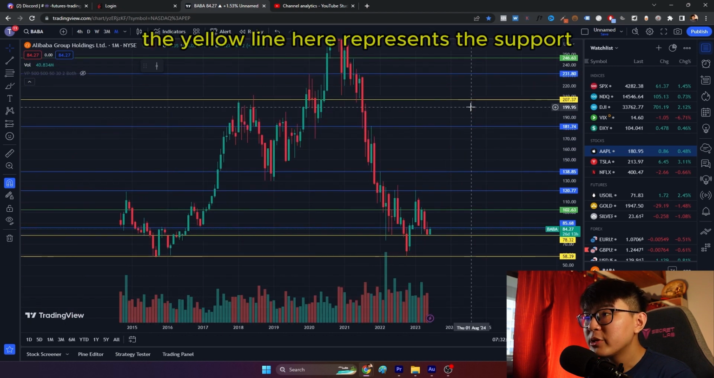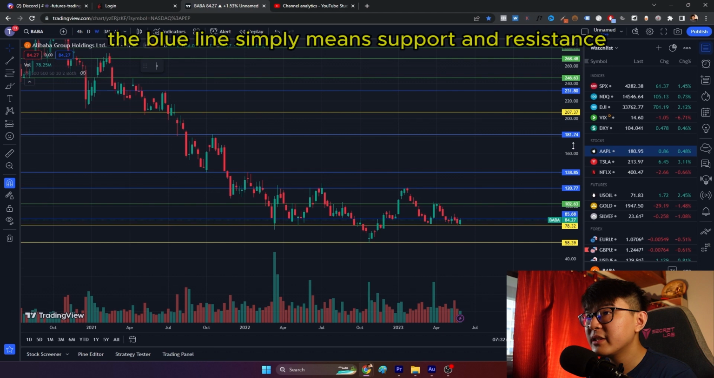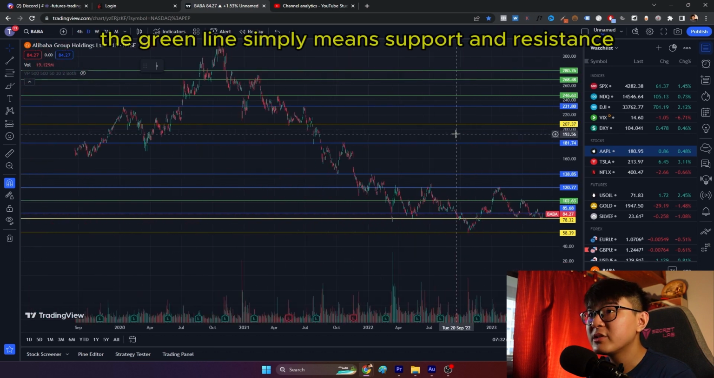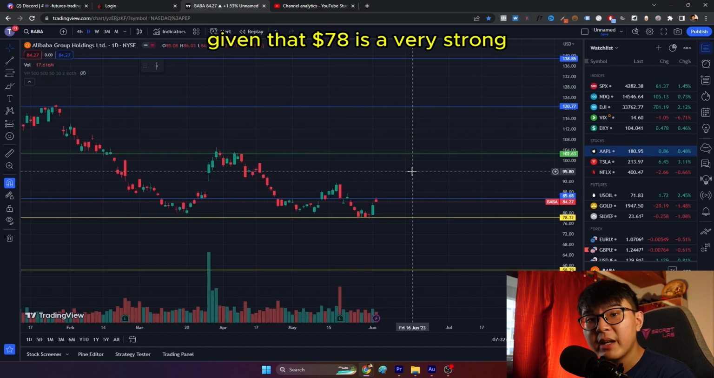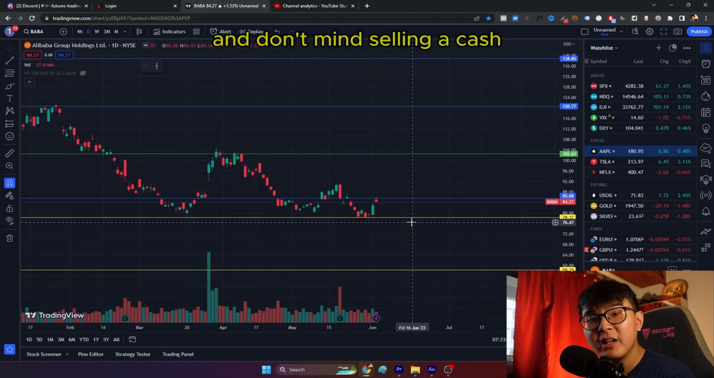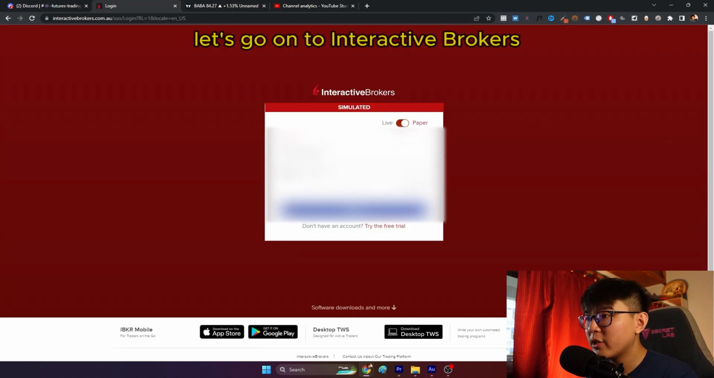The yellow line here represents the support on the monthly basis. The blue line simply means support and resistance at a weekly layer. The green line simply means support and resistance on a daily level. Given that $78 is a very strong resistance line for Alibaba, I don't mind selling a cash secured put for Alibaba at $78. Let's go on to Interactive Brokers.